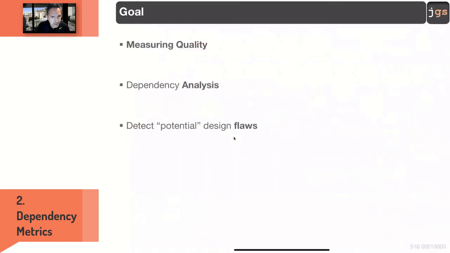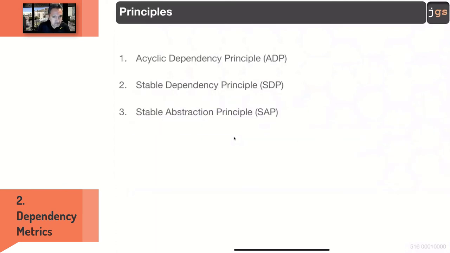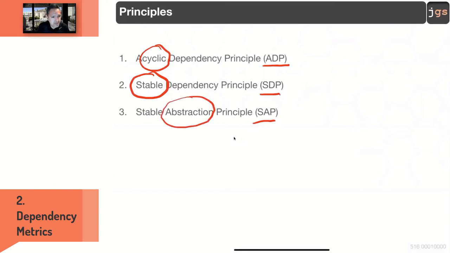Three things. You know what? We are going to do this, this, and this. Concerns that we're going to review. Number one, loops. Number two, we need to measure stability. Number three, we need to measure abstraction. Abstraction, stability, and loops, three things.